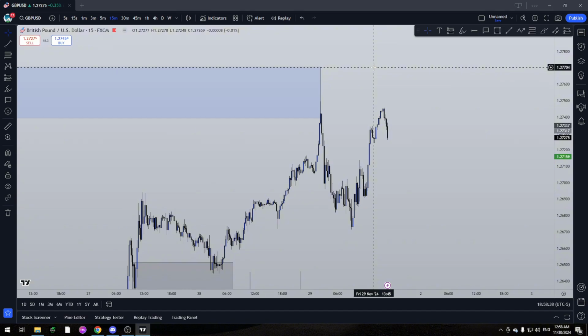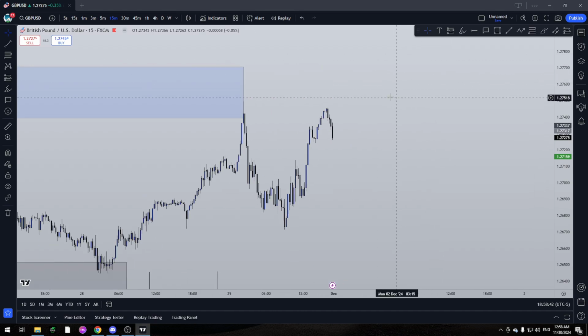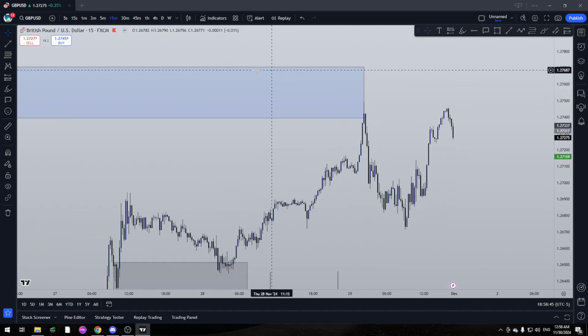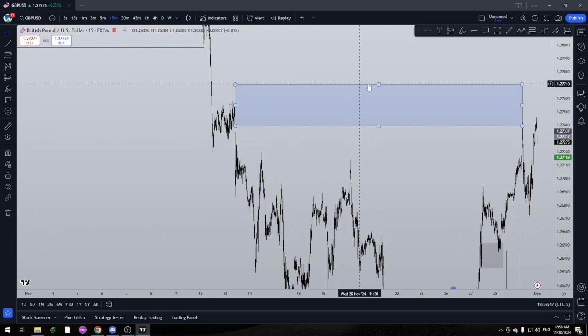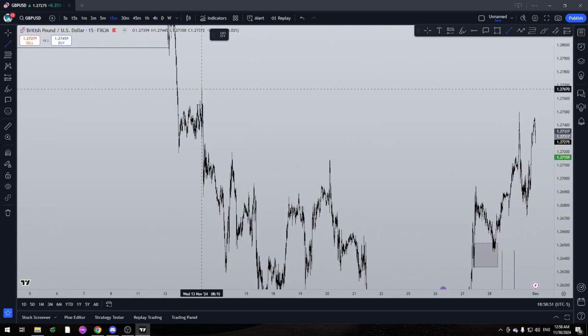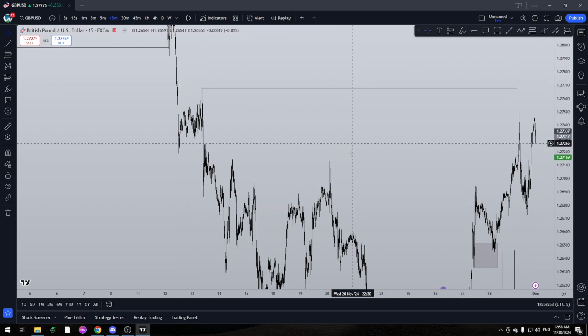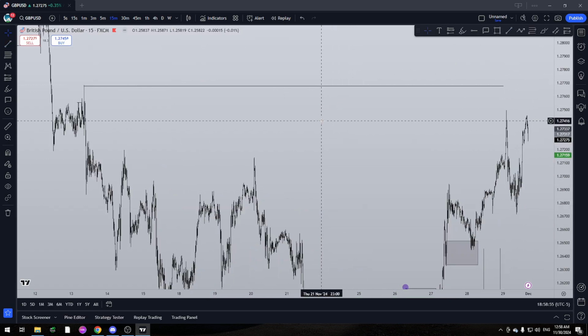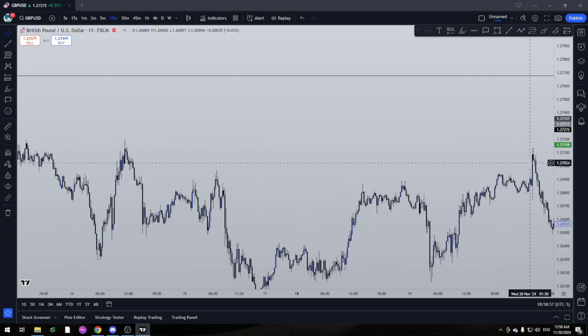You cannot put your fish in it anymore. So it's one-time use only. This zone is now mitigated. And what happens after a zone is mitigated? It disappears. And what does it leave behind? The mess, aka your liquidity. Let's see.